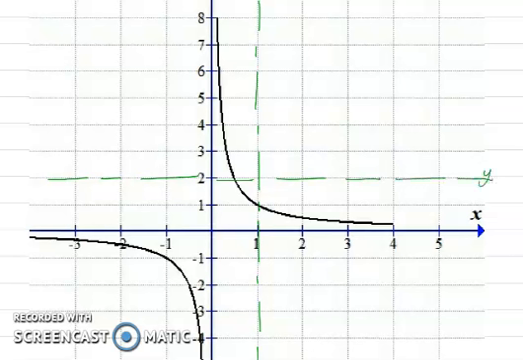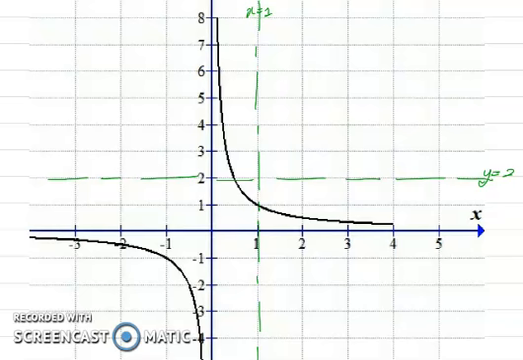So this is the line y is equal to 2. This is the line x is equal to 1. So the original asymptotes, which are the y-axis and the x-axis, have now moved. The vertical asymptote is now x is equal to 1. The horizontal asymptote is now y is equal to 2, because I both moved the graph 1 unit to the right and 2 units up, thereby shifting the asymptotes.